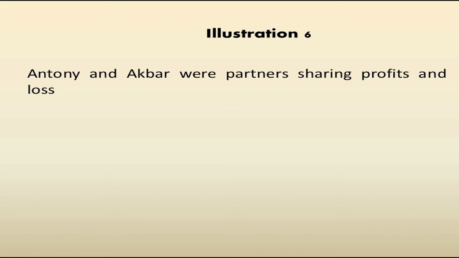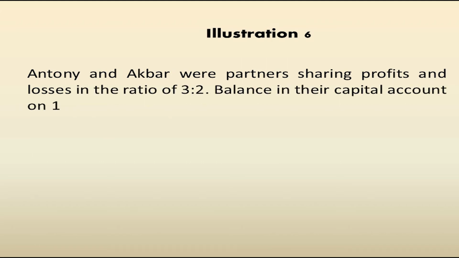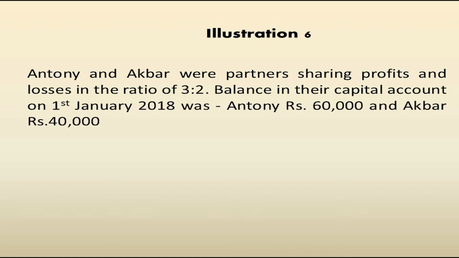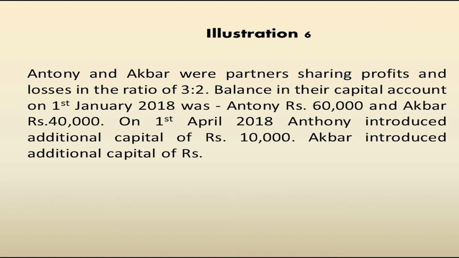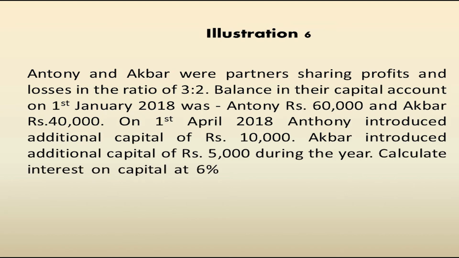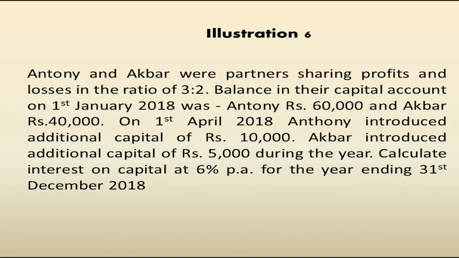Now let's look at illustration 6. Anthony and Akbar were partners sharing profits and losses in the ratio of 3:2. Balance in their capital accounts on 1st January 2018 was Anthony rupees 60,000 and Akbar rupees 40,000. On 1st April 2018, Anthony introduced additional capital of rupees 10,000. Akbar introduced additional capital of rupees 5,000 during the year. Calculate interest on capital at 6% for the year ending 31st December 2018.